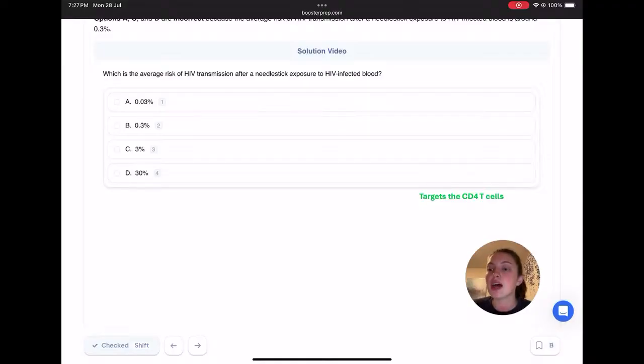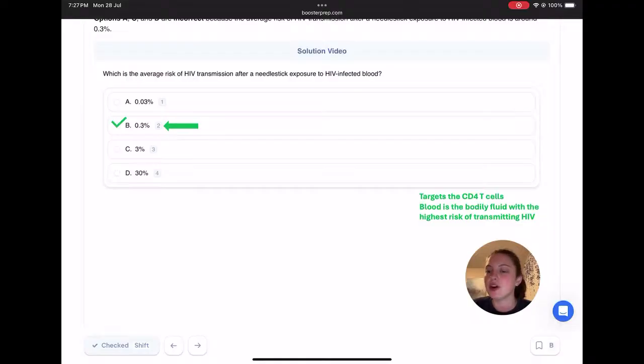The bodily fluid with the highest risk of transmitting HIV actually is blood, because it has the highest concentration of the virus and would be the most effective means of transmission. When a needle stick exposure occurs, the average risk of HIV transmission is B, 0.3%. Now, this may sound very low, 0.3%, and it relatively is, but that does not mean it is a risk that anyone should be willing to take.